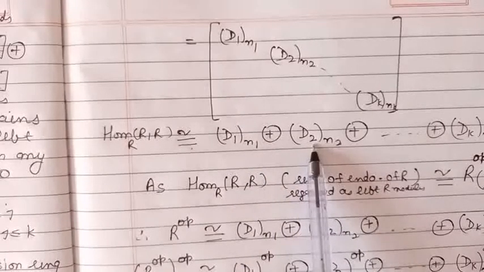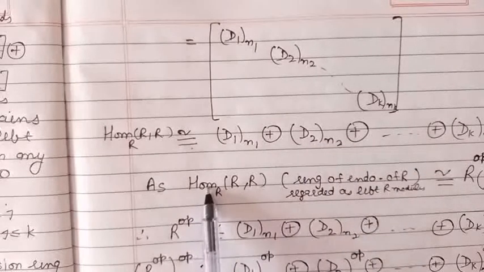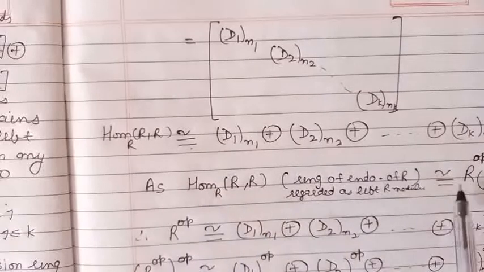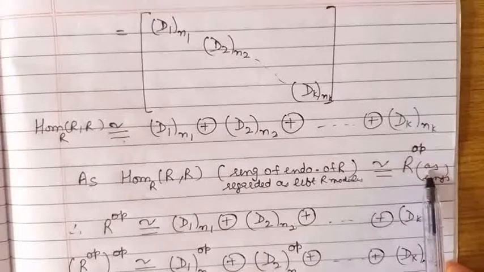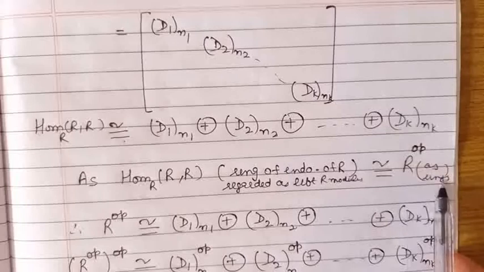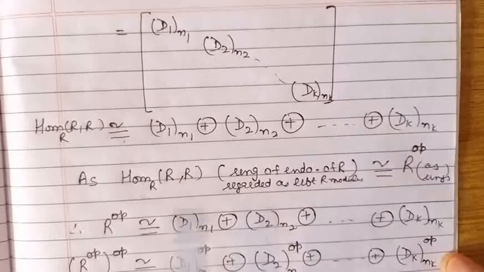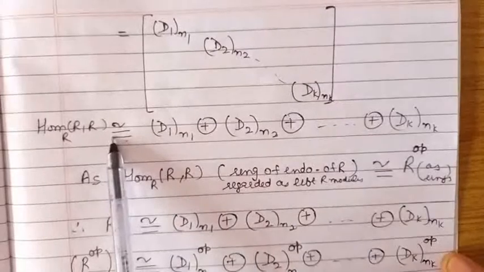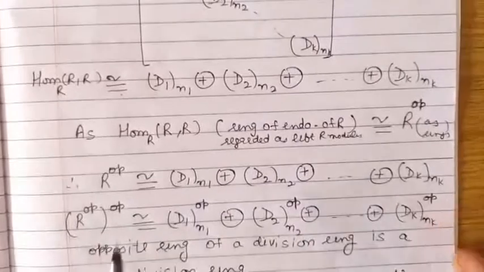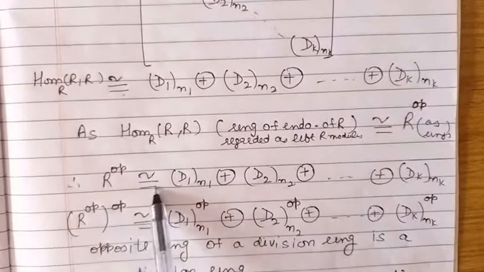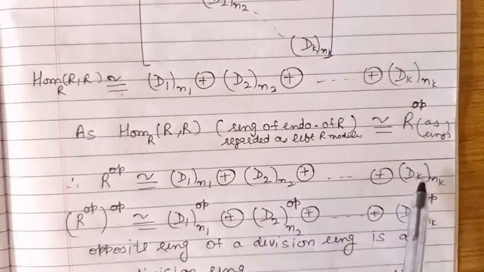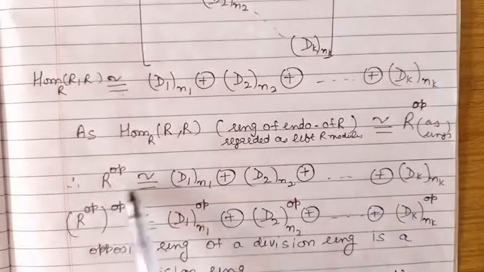Now we have already discussed that the ring of endomorphisms of the ring R, regarded as a left R-module, is isomorphic to the opposite ring of R. Because this is isomorphic to the opposite ring of R as rings, and this ring is also isomorphic to the direct sum of matrix rings, we can say that the opposite ring of R is isomorphic to the direct sum of D1 n1, D2 n2, up to Dk nk. Now let us take opposites on both sides.